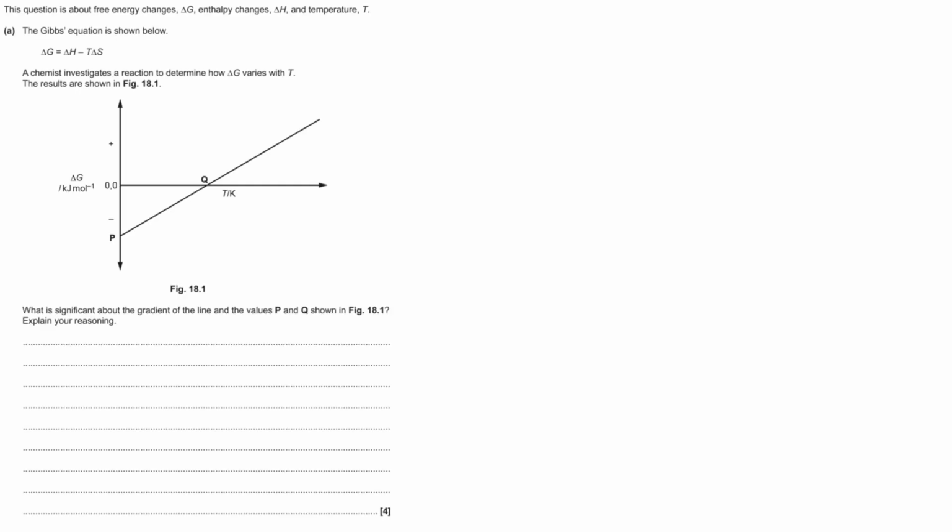So it gives you the Gibbs equation at the top of the question, up here. It also gives you a plot of delta G against T. It asks you to say what's significant about the gradient of the line and the values P and Q as shown in figure 18.1, which is obviously our plot.